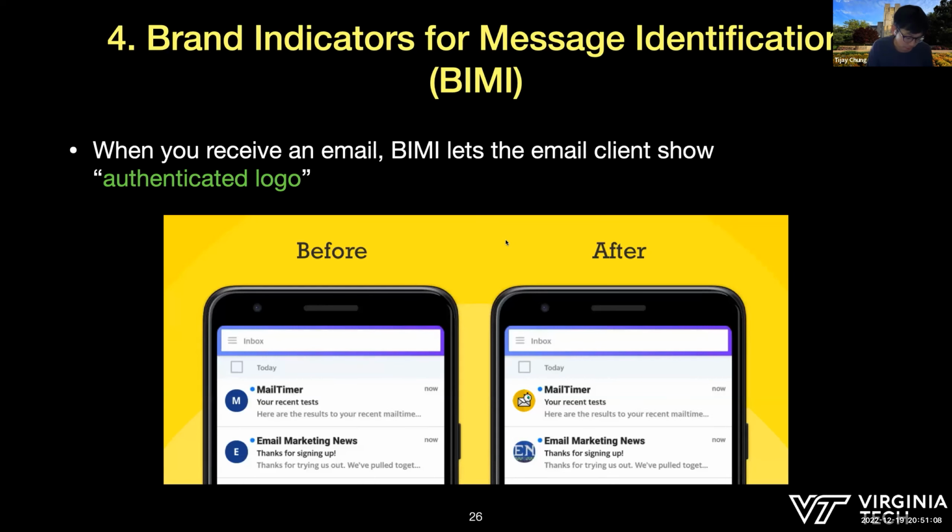Another one is BIMI, Brand Indicators for Message Identification. The concept is very simple. These days, when you open your mobile mail client, sometimes you will see a logo on behalf of the sender, or the first letter of the sender domain name. This protocol lets the email client show the authenticated logo, instead of showing the first character of the sender.